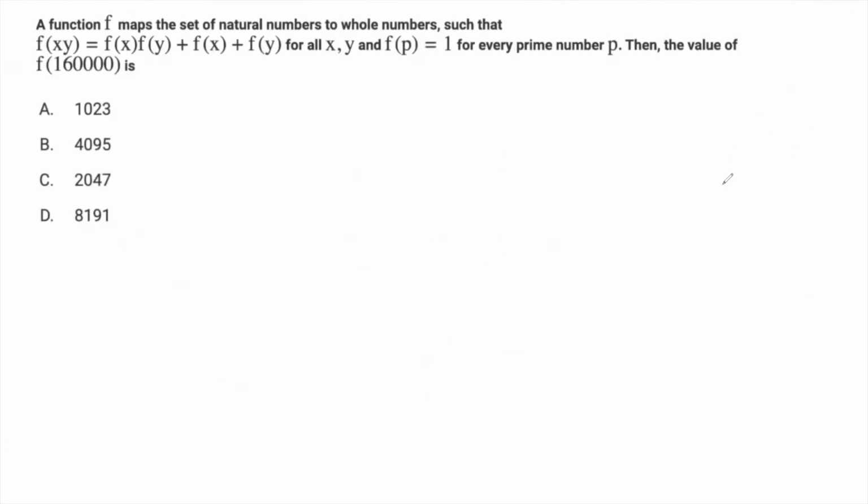So that brings me to the seventh question. A function f maps the set of natural numbers to whole numbers such that f of xy is f of x into f of y plus fx plus fy for all x and y, and f of p is 1 for every prime number p. Then the value of f of 160000 is?